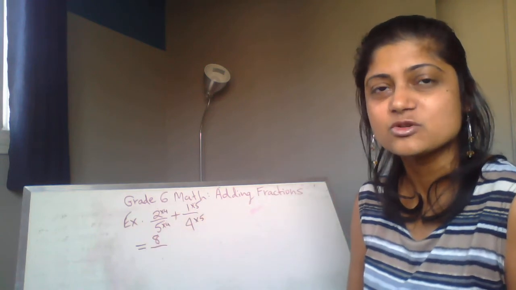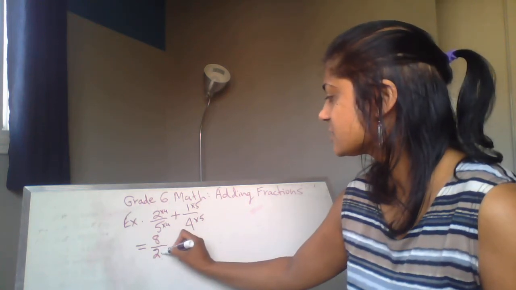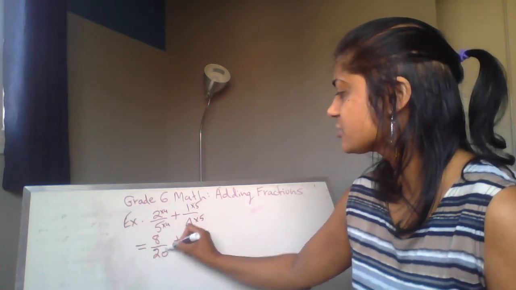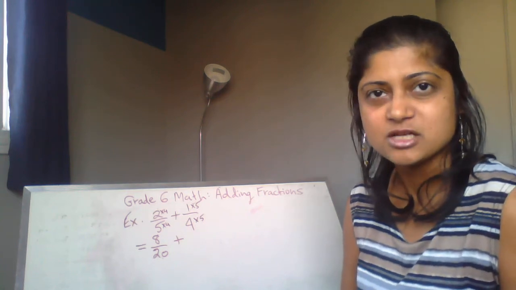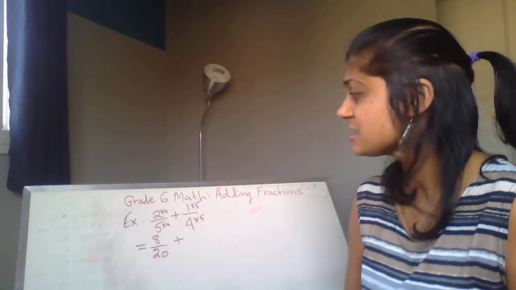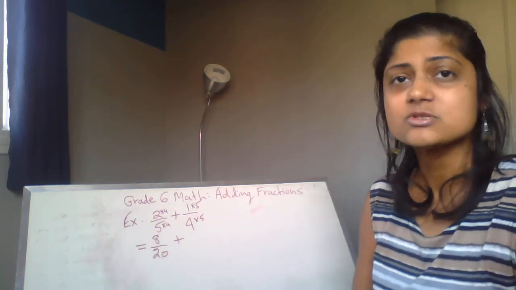And then the bottom is going to be 5 times 4, which is equal to 20. So this is actually the first equivalent fraction. It's 8 over 20, okay? And again, because I multiplied the top and bottom by the same number, it's an equivalent fraction to 2 over 5, okay? Let's go to the second fraction.